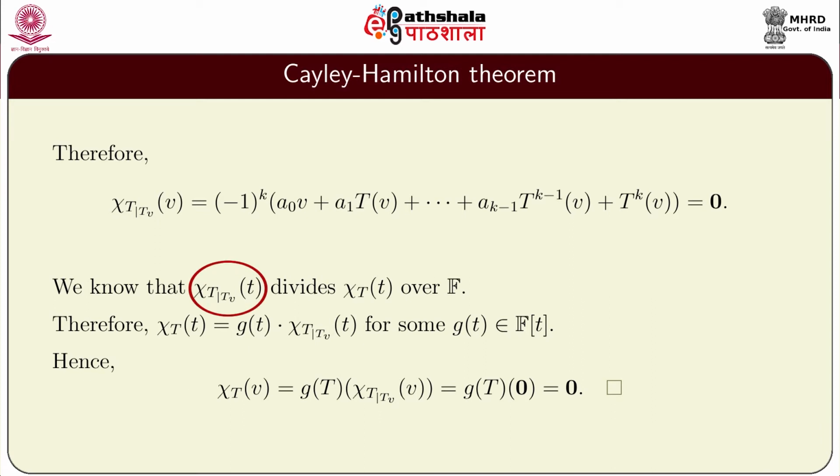We know that chi T restricted to T v, that is the characteristic polynomial, divides the characteristic polynomial of T over the field F. So, we can write chi T of t is g(t) multiplied by chi T restricted to T v of t for some polynomial g(t) in F[t], and therefore, chi T of T of v is g(T) of chi T restricted to T v of T of v, but chi T restricted to T v of T of v is 0, therefore, g(T) of 0, and that is 0.